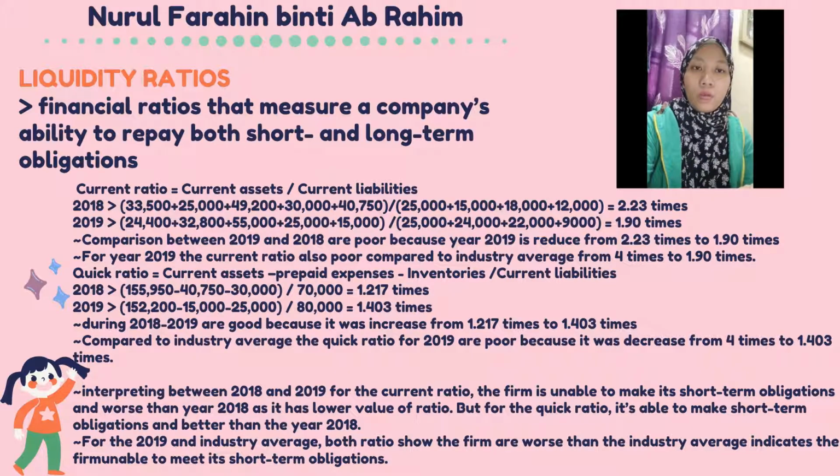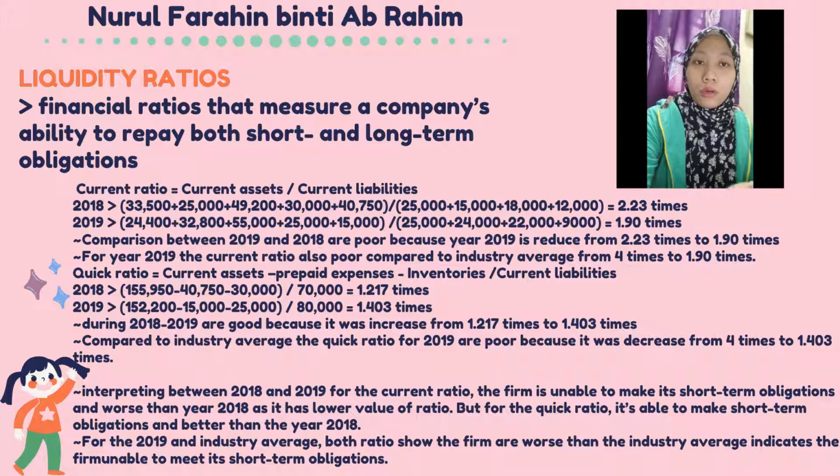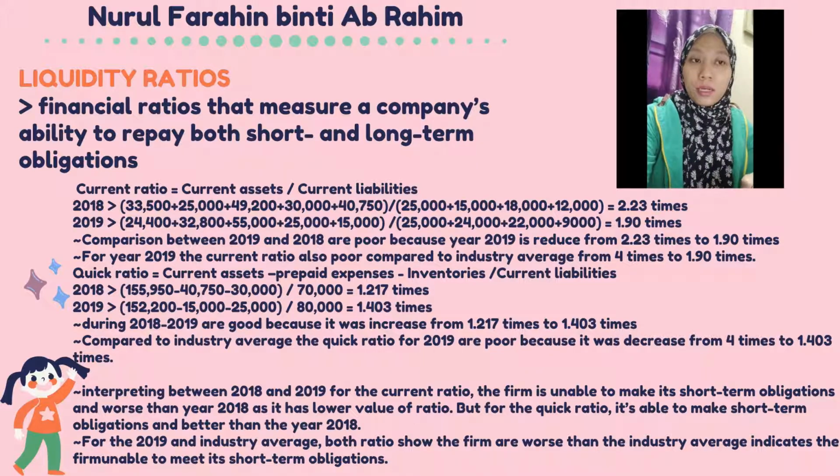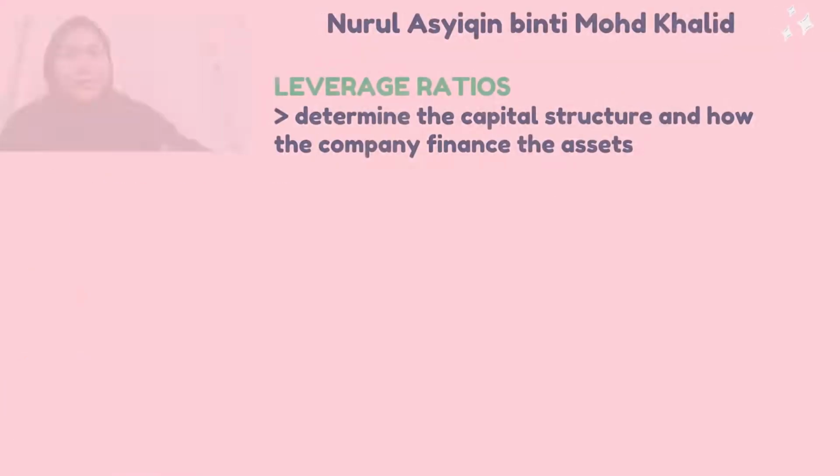For the overall performance between 2018 and 2019, for the current ratio, the firm is unable to meet its short-term obligations and is worse than the year 2018 as it has a lower ratio value. But for the quick ratio, it is able to meet short-term obligations and is better than the year 2018. For 2019 and the industry average, both ratios show the firm is worse than the industry average, which indicates the firm is unable to meet its short-term obligations.